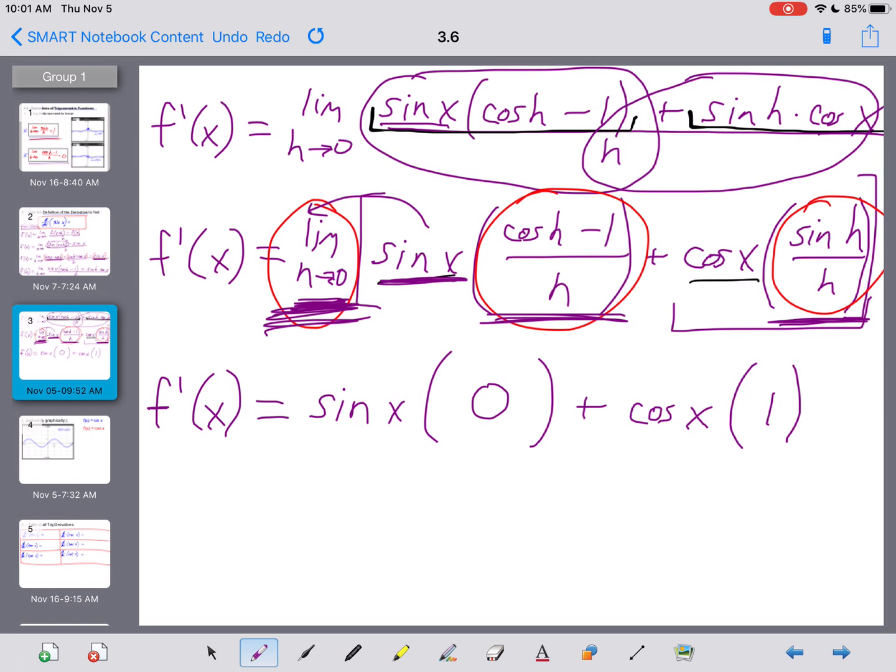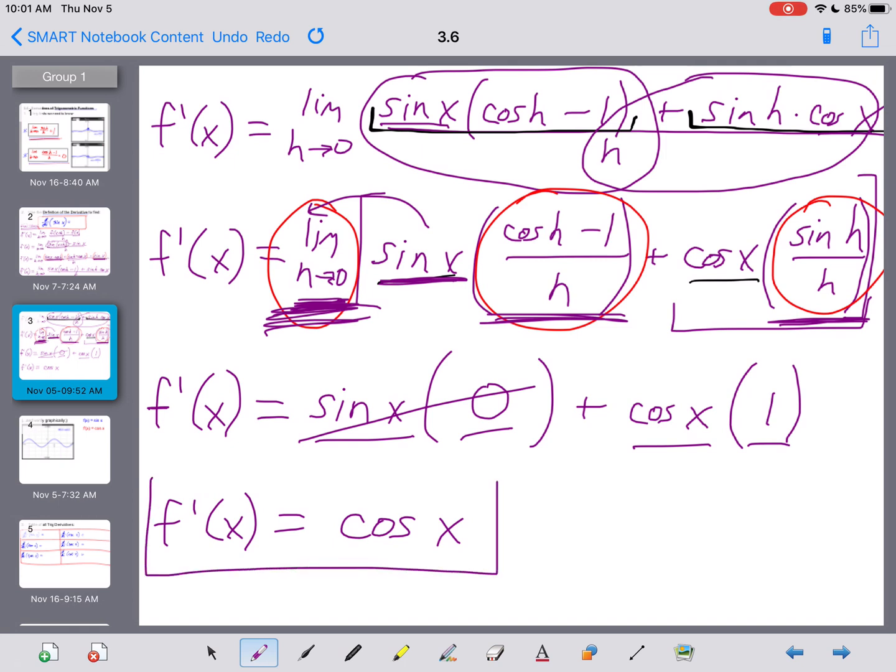I didn't write the limit as h approaches 0 anymore because I actually have gone ahead and put the 0 in for h. And now, guys, as you look at this real quickly, I think you can see what happens. Sine of x gets multiplied by 0. That's just gone. And the cosine of x gets multiplied by 1, which just equals cosine of x. And everybody, that is our answer.